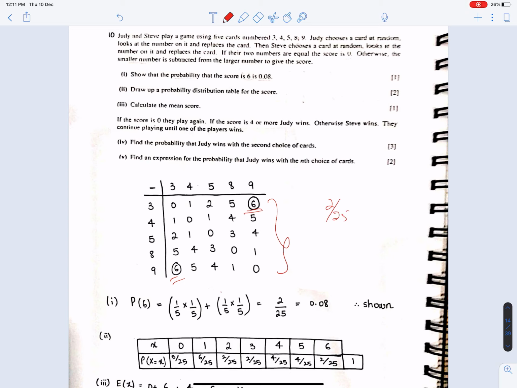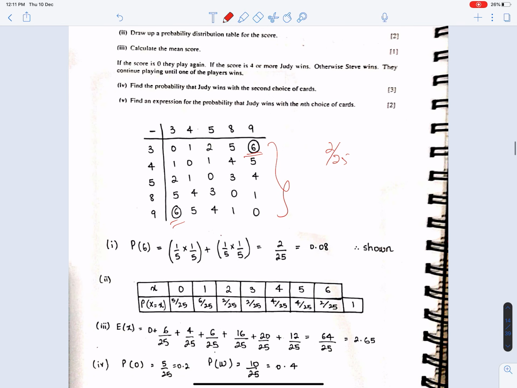Draw up a probability distribution table. This is very simple. X can take these values from 0 to 6. So here are the values of X and their probabilities. You know how to find the probabilities. Let me tell you how to get the probability of number 0. There are 5 zeros, so 5 upon 25 here. I mean, don't simplify the fractions. And the total should be 1.